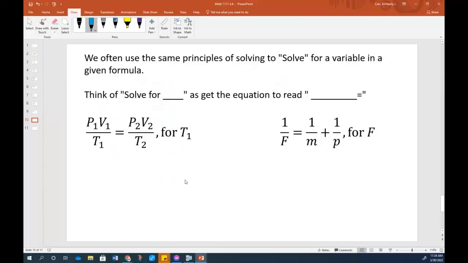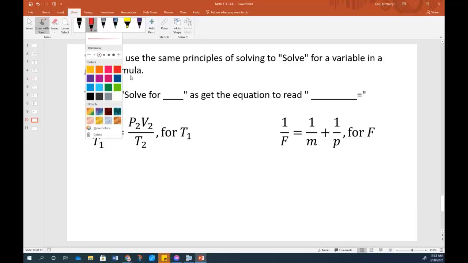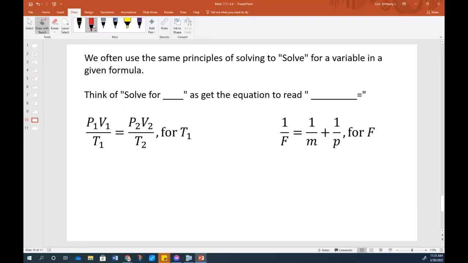Often we use the solving principles to get a different variable by itself. And so here, this is in this section because these are fractions. So we have fractional equations. We can use that same principle of let's get rid of all the fractions and then let's get what we want by itself. It's not the only way to rearrange them, but that is why it's included in this section.